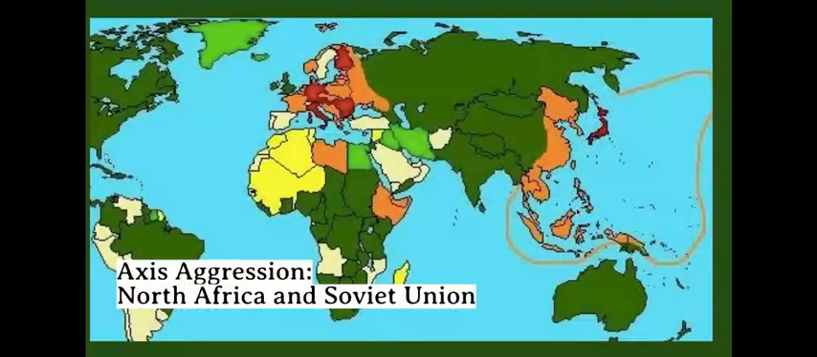Looking at our same map as the last two times, this is a zoomed in version of those things. Last time we talked about Japan and the Pacific. This time we're moving on to Europe and Africa and Eastern Europe and the Soviet Union.